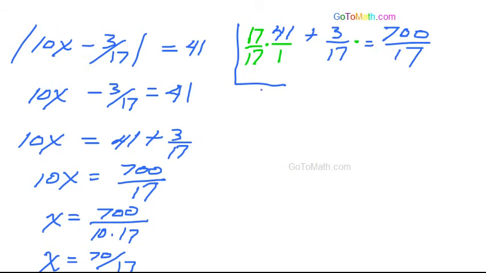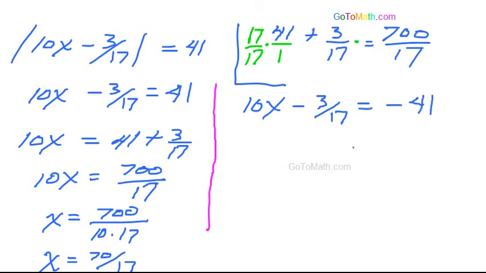Okay, alright, so we didn't write that other equation down, did we? It's okay. So we dropped the absolute value bars. We wrote equals 41, but now we've got to do it again. So 10x minus 3 over 17 is equal to, but this time it's negative 41, right? Negative 41. Okay. So we end up with 3 over 17 minus 41, and we have the 10x over here, right?